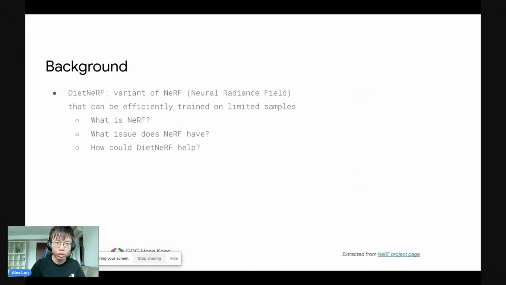So next, I would like to talk more about the background of our project. So what is DietNeRF? The model that we try to implement essentially is a variant of NeRF, which stands for Neural Radiance Field. The advantage of this model is that it can efficiently train on very limited samples, something like 4 samples, 8 samples, 14 samples. So this is the introduction in a nutshell. So you naturally have some questions. What is NeRF? What kind of issue does it have? And how could DietNeRF help? So I will address them one by one.